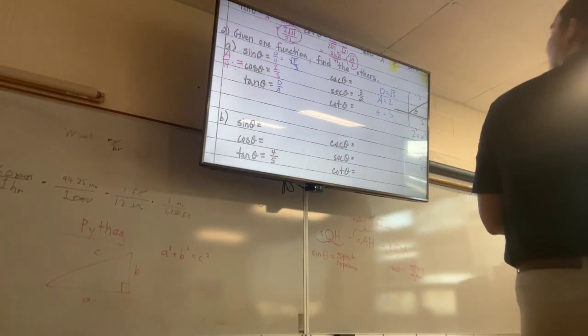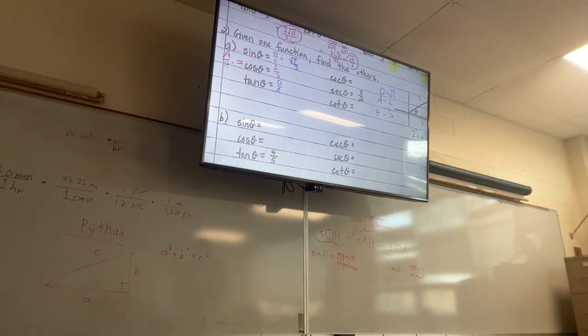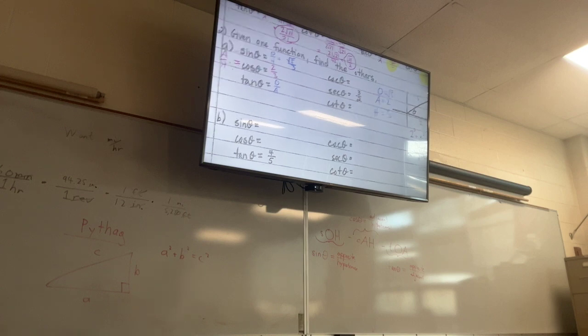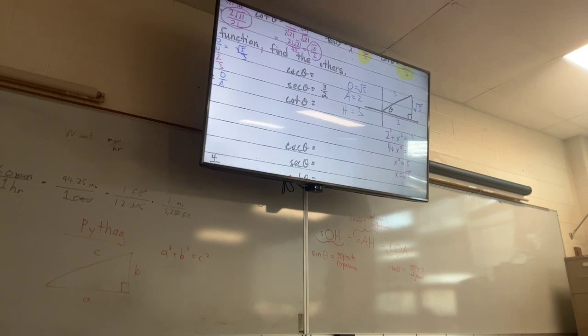Yeah, it is over h, right? Did I do something wrong? Yeah, it should be root 5. The 3 is on the hypotenuse. Yeah, the long side across from the right angle.